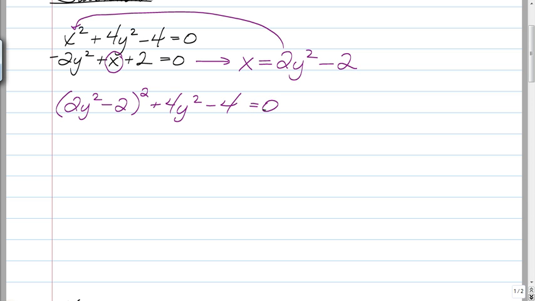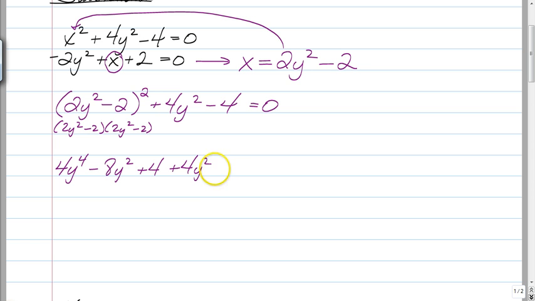So from here, we need to square. So this is like saying 2y squared minus 2 times 2y squared minus 2. Remember, you don't distribute a squared into a binomial. So once we FOIL that, that's going to give us 4y to the 4th minus 8y squared plus 4. And then we have our plus 4y squared minus 4 equals 0.